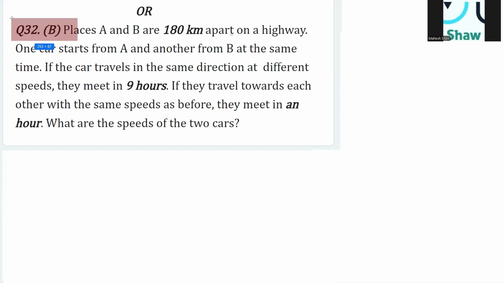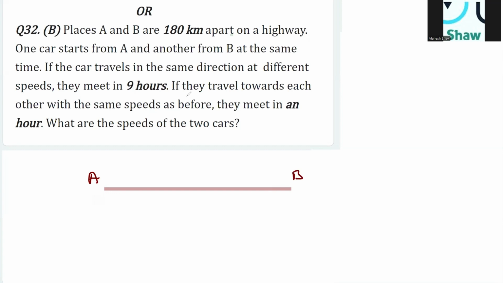The next question, 32, that is the OR part. 32b says places A and B are 180 kilometers apart. One car starts from A and the other starts from B at the same time. So what I'm doing, let's say I make two places, and I took this point as A, and this is point B here.